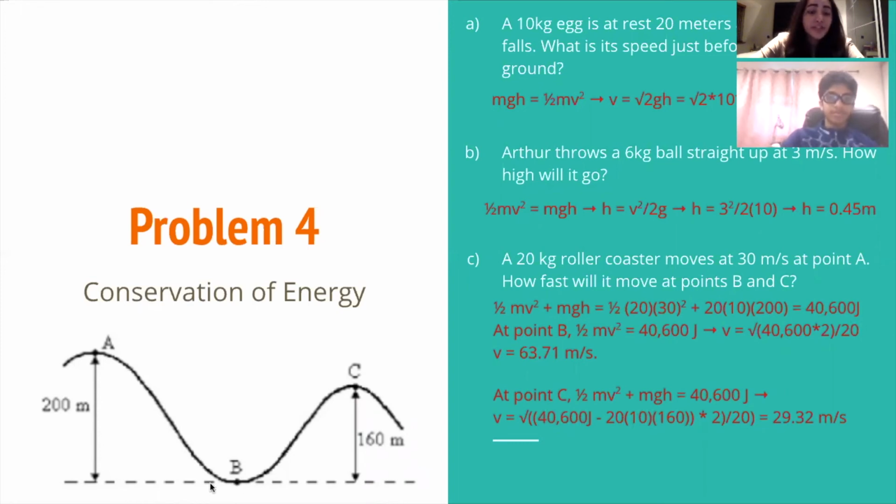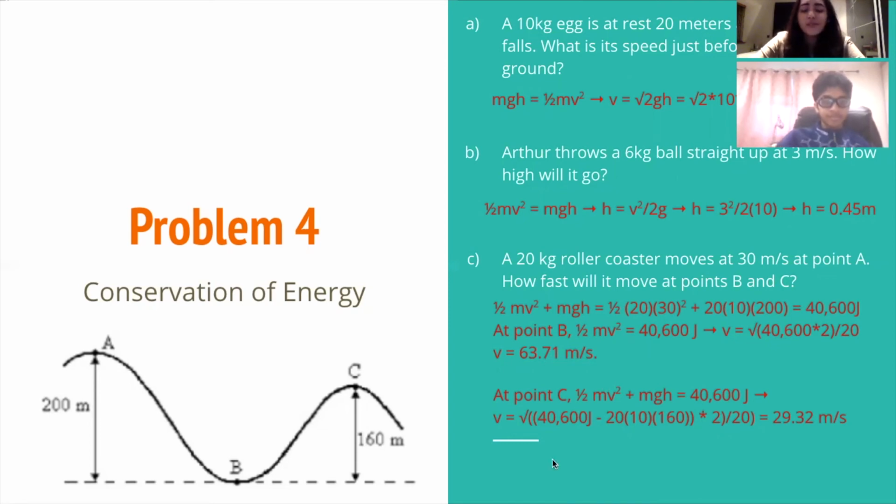At point B, which is at the very bottom, we only have kinetic energy because gravitational energy depends on the height. And we're assuming that the height at point B, because it's at the ground, is 0 meters. So we know that all the energy is kinetic, and we can solve for V, and just using that value from before, we have 63.71 meters per second.